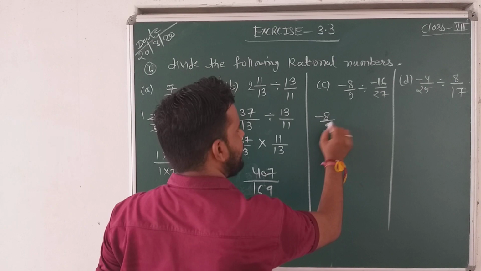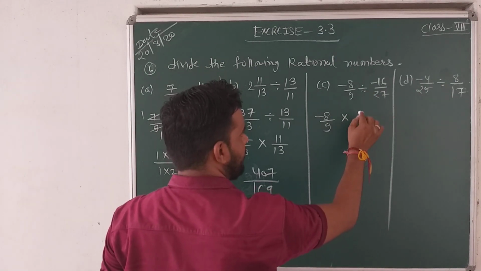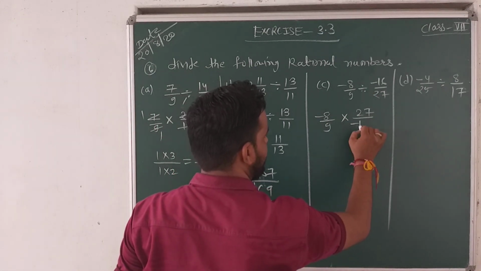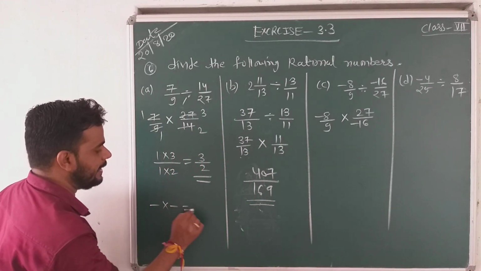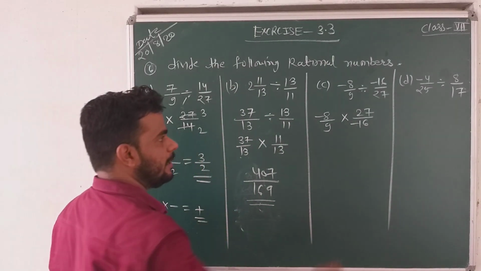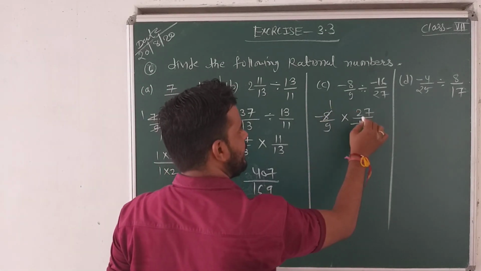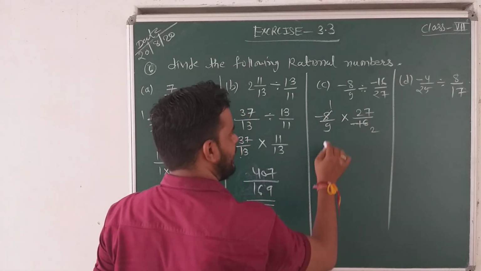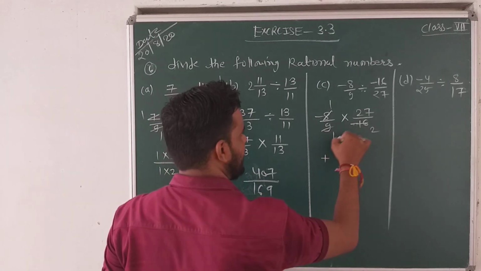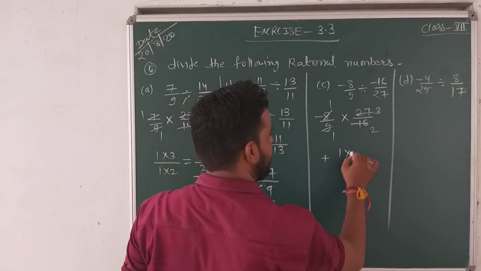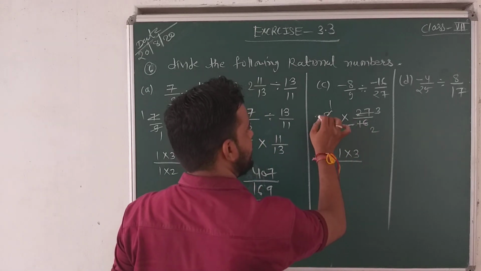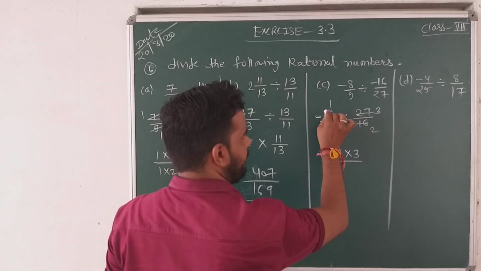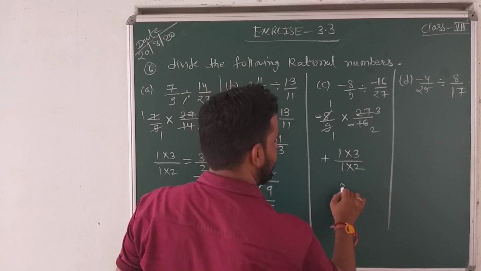Okay, so next one, negative 8 by 9. When division is changed to multiplication, the reciprocal is 27 by negative 16. I already told you that negative multiply negative is always positive. So 8 1 is 8 and 8 2 is 16, and negative is always positive. 9 1 is 9, 9 3 is 27, so 1 multiply 3.